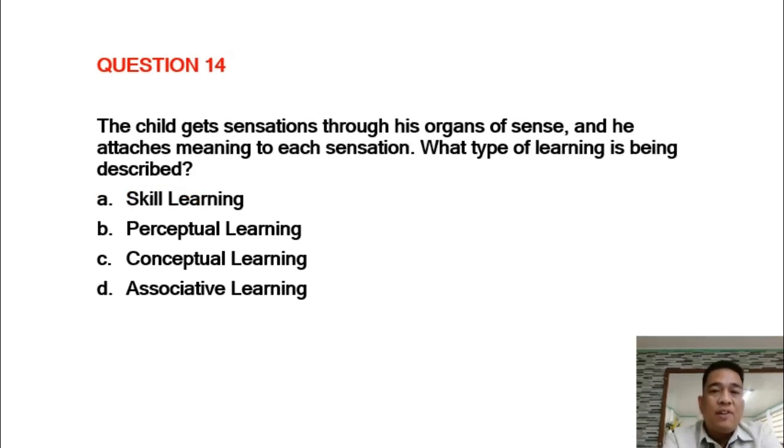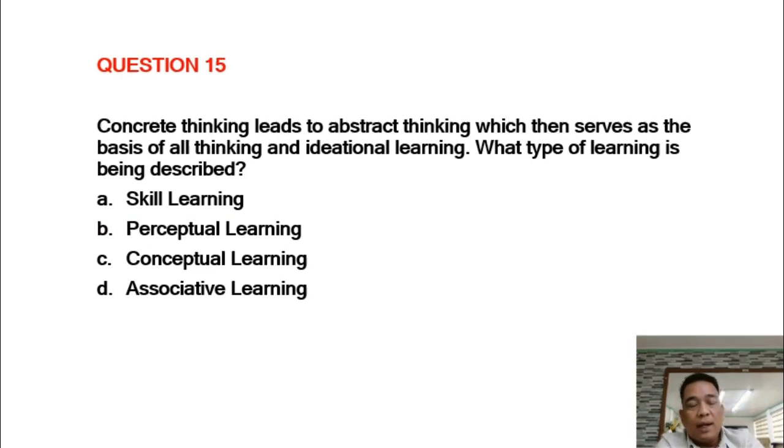The child gets sensations through his organs of sense and he attaches meaning to each sensation. What type of learning is being described? Sir, yung susunod, tama. Yung susunod naman, perceptual learning. Anong keyword natin dyan for perceptual learning? Organs of sense, perception, sensation. O, dapat mabilis ka dyan ha. Kapag sumasagot ka, alam mo na yan. So, in the 4 years of your stay in the university, dapat mabilis ka na nakaka-pick up na mga yan. Okay? So, alam mo na yung mga keywords natin. Sensation, related to perceptual learning.